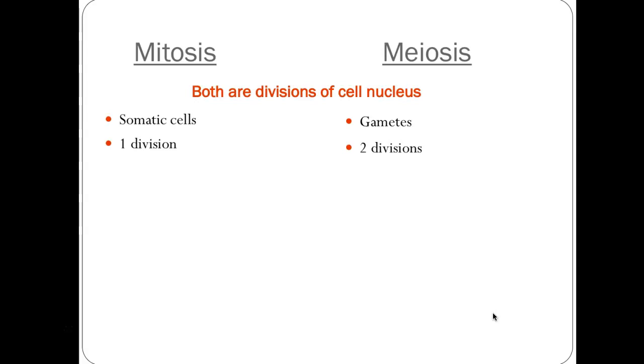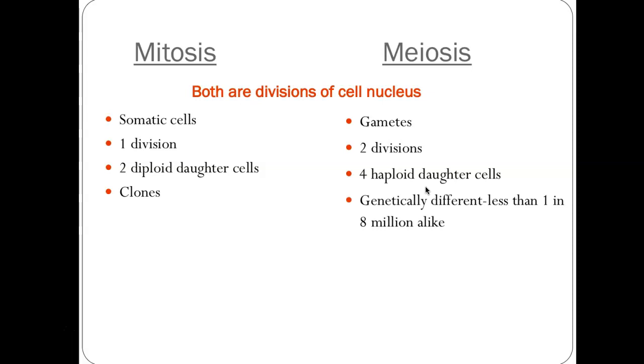Mitosis has 1 division, meiosis has 2. Mitosis ends up with 2 daughter cells, meiosis ends up with 4. Mitosis, the daughter cells have 46 chromosomes each. Meiosis, the daughter cells have 23. So diploid, haploid. You're probably going to have to pause. I'm going to have to pause. Mitosis, they're clones. Meiosis, they're genetically different because of crossing over.